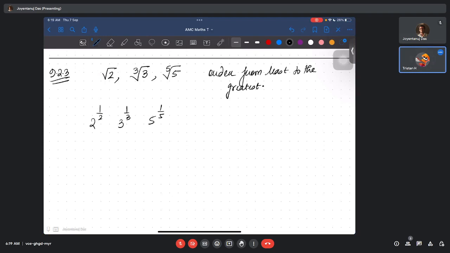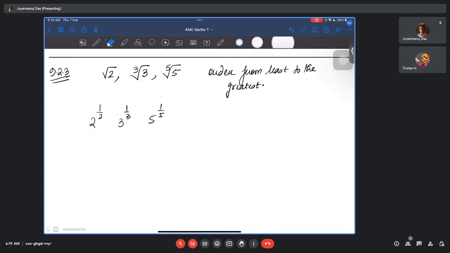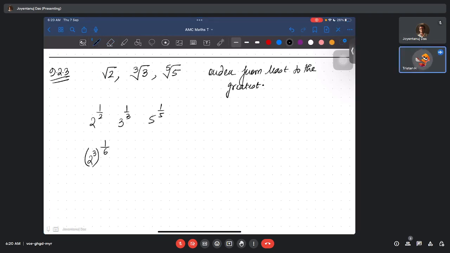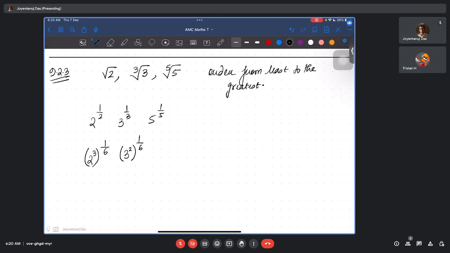Okay. So then what will be adjusted? If I make the power 1/6, then I have to do 2 cube and then 1/6, right? Because that is how I keep the value the same and make the power 1/6. Oh yes, forgot that concept for some reason. So 3 square and it is 1/6, right? So it is now 8 to the power 1/6 and 9 to the power 1/6, right? Oh, okay. Yes, I see.